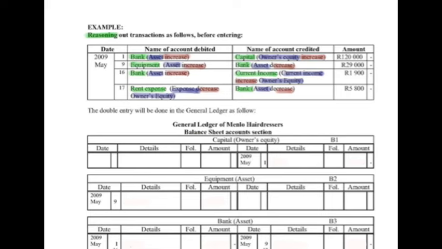When we analyze it, I can see that bank is my one account. That is an asset and I want to increase the asset. Therefore, bank needs to be debited. Then capital also needs to increase, but capital increases owner's equity on the credit side. So therefore, 120,000 will go to the capital on the credit side and to bank on the debit side.